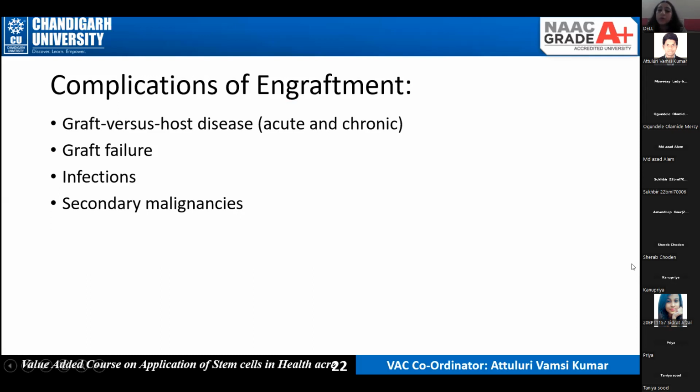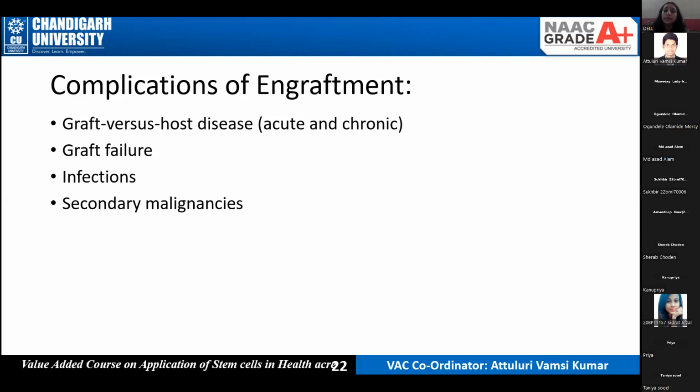Graft versus host disease. Graft versus host disease is either acute or chronic. Acute graft versus host disease occurs within the first 100 days and is characterized by the activation of donor T cells against the recipient tissue, which leads to inflammation and tissue damage in various organs, such as the skin, the liver, and also the GIT tract.